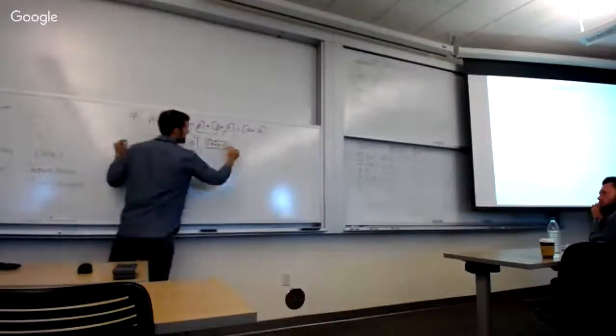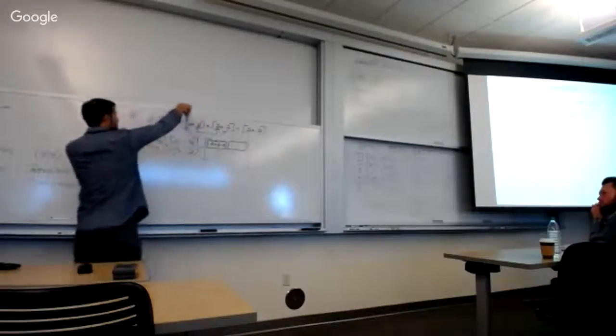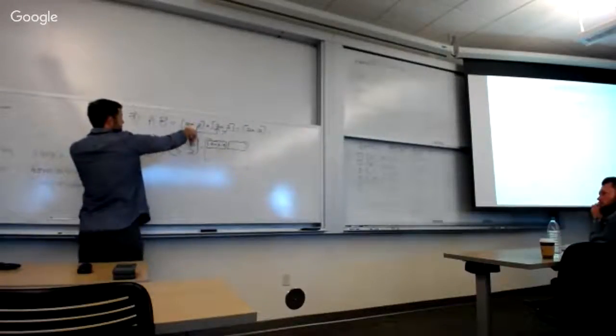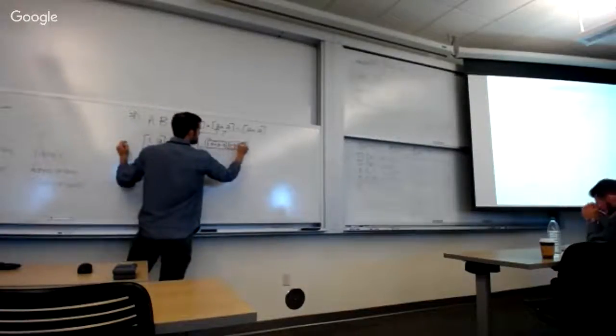Now I want this entry. That would be the first row, second column. So first row, second column, that'd be 1 times negative 3 plus 2 times 2.